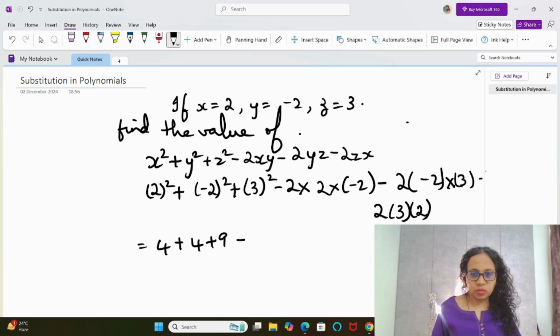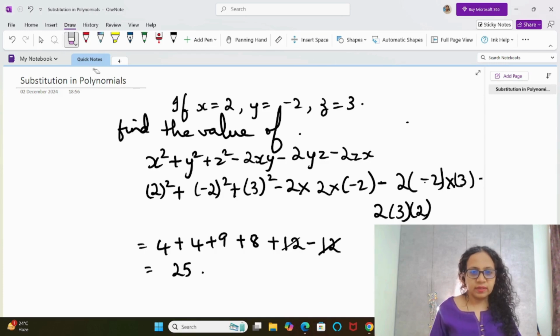2 times 2 times 2 gives 8. Now there are 2 minus signs, so you make it a plus because 2 negatives give a positive. Here also there are 2 negative signs. So 2 into 2 is 4, 3s are 12. So you get plus 12. Here there is only 1 negative sign. This is minus 12. Now 12 and minus 12 will get cancelled because that will give us 0. 4 plus 4, 8 plus 9, 17. 17 plus 8 is 25. So our answer is 25.